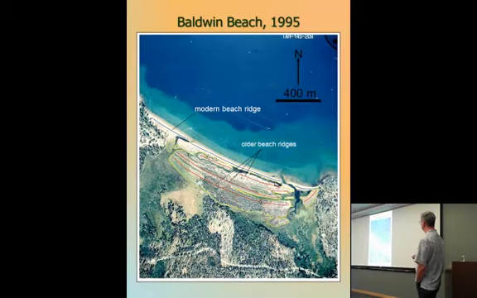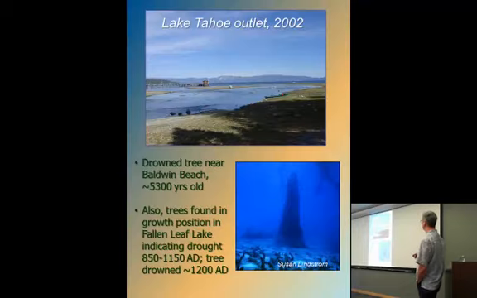And then here at Baldwin Beach, here's a sequence of progressively older beach ridges at higher elevations from the modern. So finally, this is 2002 at the outlet, and you can see how low the lake was. It was basically at the sill.